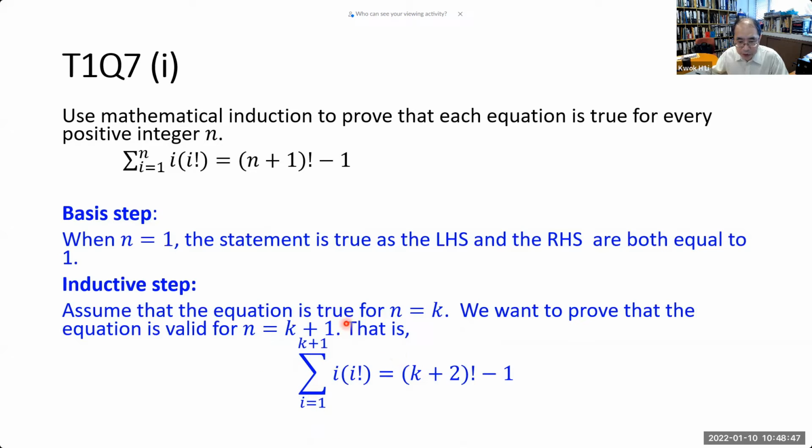You can do it from the left-hand side. How do I get this one? It is from here. You look at it, n is equal to k plus 1. N is replaced by k plus 1, so it's k plus 2. So this one is what we want to prove. You can go from the left-hand side to the right-hand side, or from the right-hand side to the left-hand side. But look at it, this one is easier to do from the left-hand side to the right-hand side.